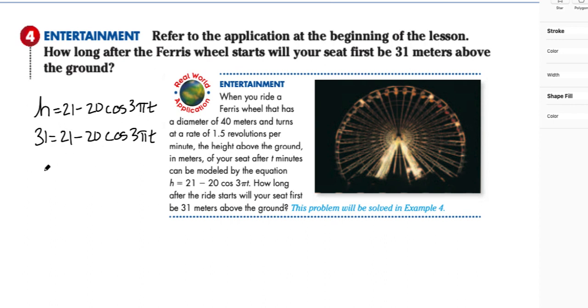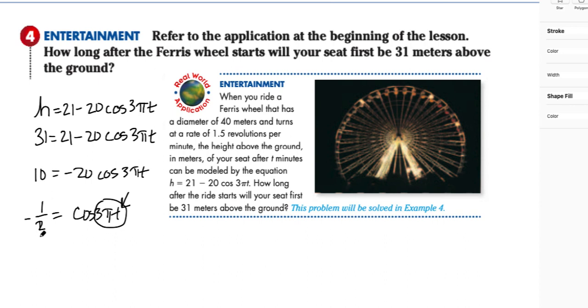So when we move the 21 over, we're left with 10 is equal to negative 20 times the cosine of this particular angle. Then we divide both sides by negative 20 so that we get negative 1/2 is equal to the cosine of 3 pi t. So here's the deal. We need to think about what this means because we need to solve for this angle so we could eventually solve for this variable. We know that the cosine is going to be negative in a couple of quadrants, the second and third.